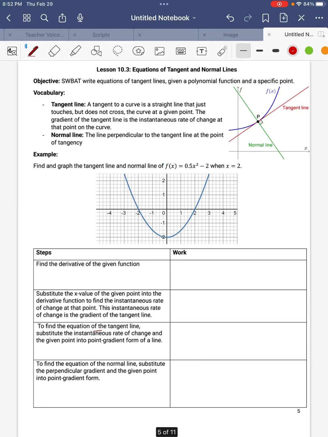Hello, class. Today we are going to write equations of tangent and normal lines.